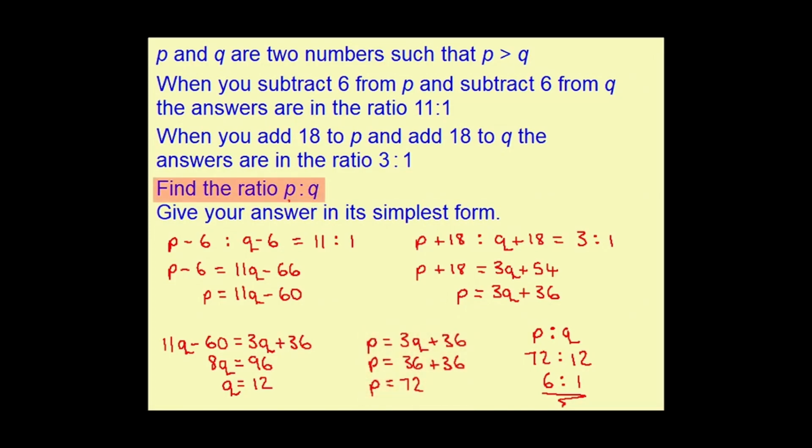The question asks for the ratio p to q. So p to q is here. Make sure you get the numbers the right way round. P is 72, q is 12, and then I need it in its simplest form, so I divide by 12 to get 6 to 1.